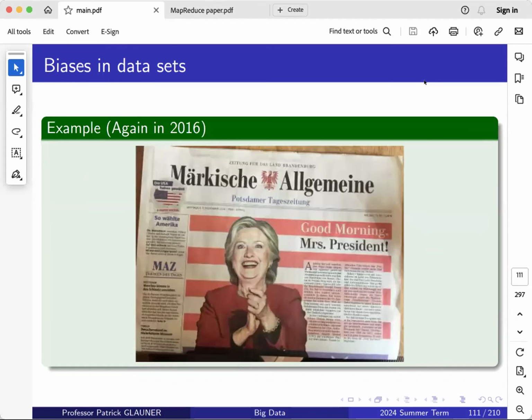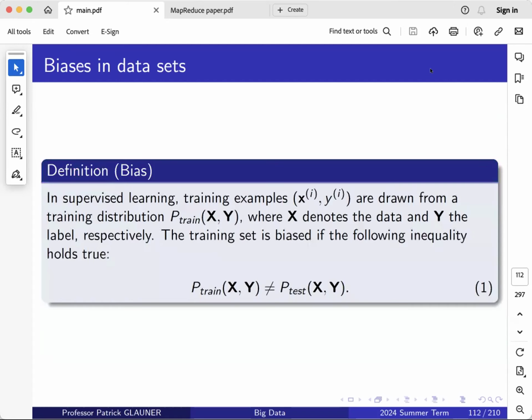The same thing, that polling was done from a heavily biased sample, happened in 2016, where one newspaper here already printed, "Good morning, Mrs. President," because they predicted, as many others predicted, that Clinton won, and in fact, Trump actually won. So you saw this happened in 2016 again. It also had to do with heavily biased data or a heavily biased set of voters that were picked in order to predict something that maybe the media also wanted to see happening. I don't know, but certainly they picked a heavily biased sample, and they printed the newspaper in the night already. And in fact, Trump was elected and not Clinton.